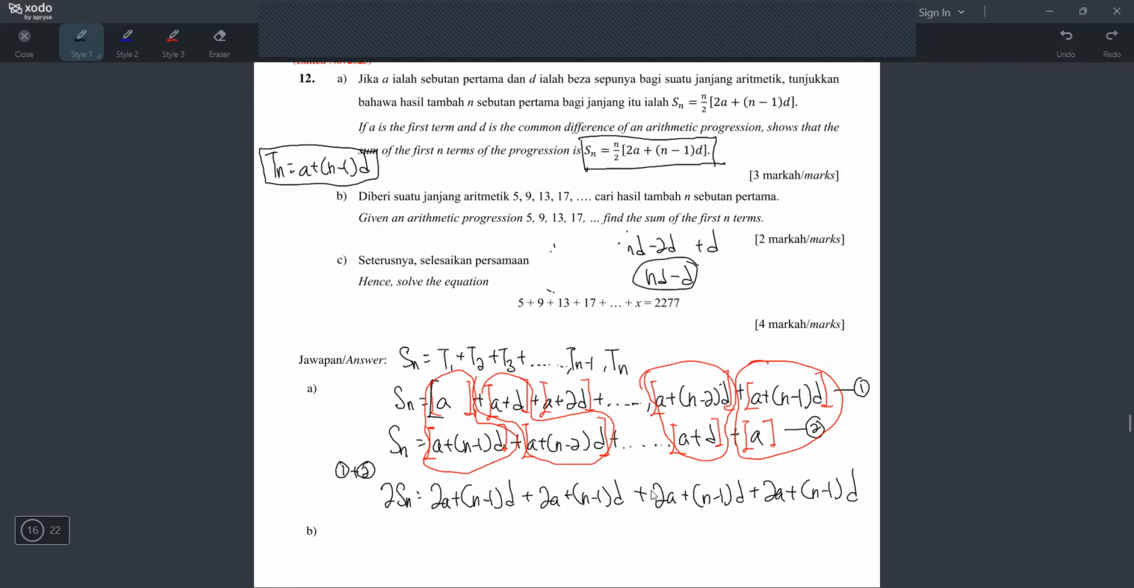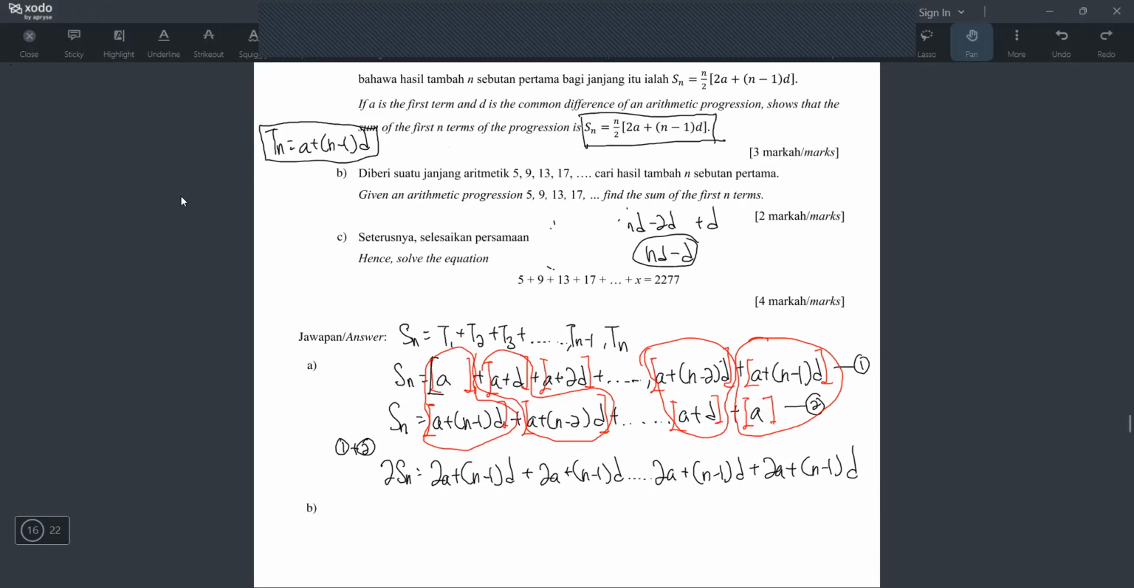All the way, it just keeps going on and on. Actually, here there should be dot dot dots. So when I group them up like this, I will just get 2a plus n minus 1 d, 2a plus n minus 1 d, and it just keeps going.